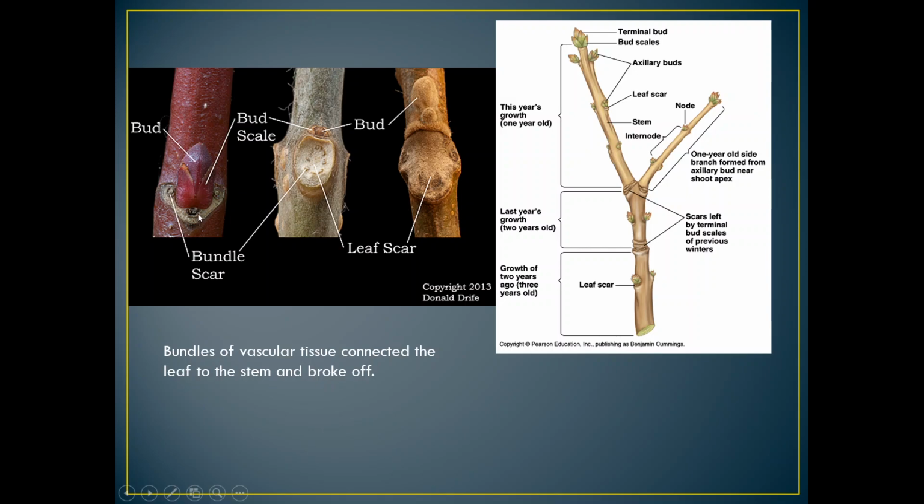And then there's also bundle scars within the leaf scar. Those are areas where the bundle connecting tissue of the leaf connected to the stem has pulled away. And this can also help you distinguish different species because in some species you'll have 3 bundle scars like here, in others you'll have several.